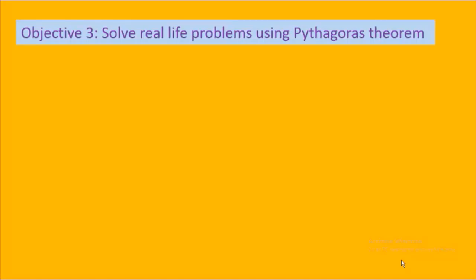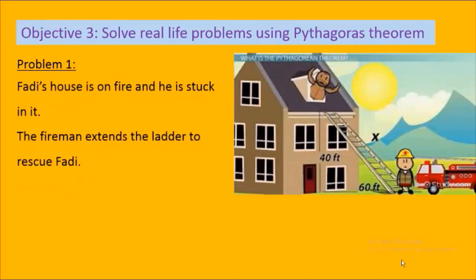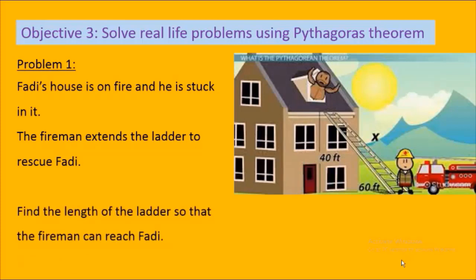Objective 3. Solve real-life problems using Pythagoras Theorem. Problem 1. Fadi's house is on fire and he is stuck in it. The fireman extends the ladder to rescue Fadi. Find the length of the ladder so that the fireman can reach Fadi.